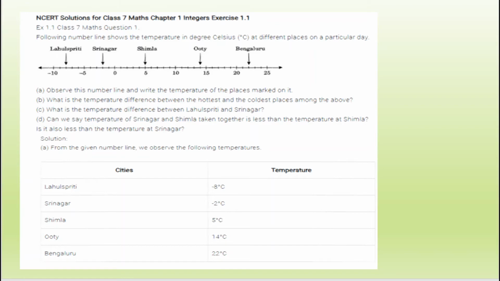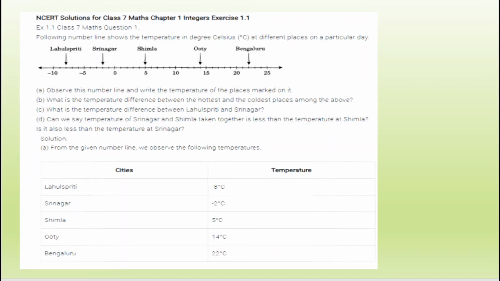Names of the cities are given. Observe this number line and write the temperature of the places marked on it. I have given here the solution: Lahul Spiti, Srinagar, Shimla, Ooty, and Bangalore. The reading from the number line we can count.